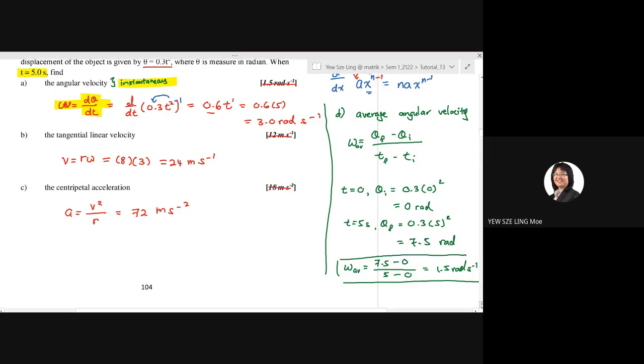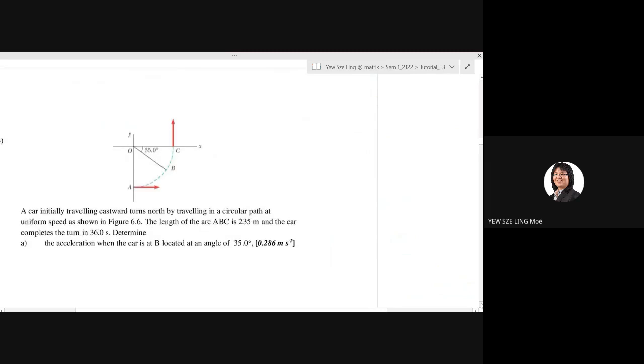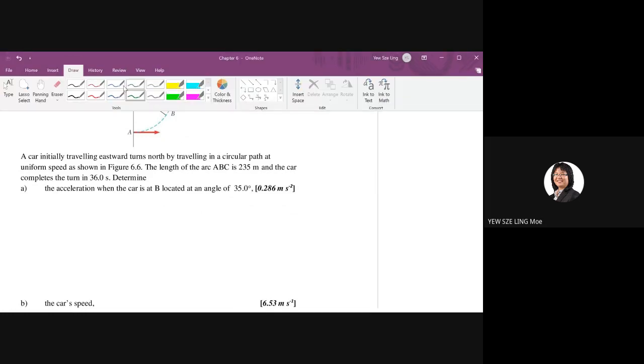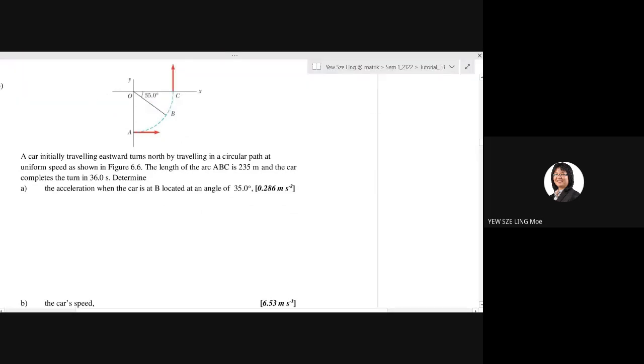Next one. Okay, so this question is slightly more complicated. Why? Because I would say it involves more mathematics. You need to know the concept of a vector, how to sketch a vector, how to use the parallelogram to find the change in vector. Now let's look at the question.